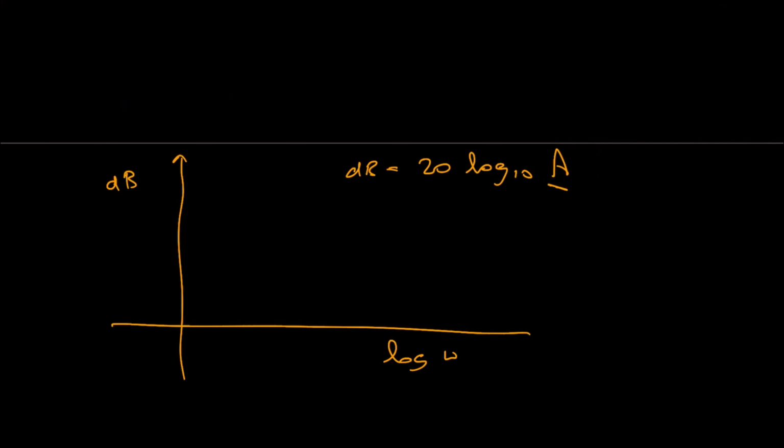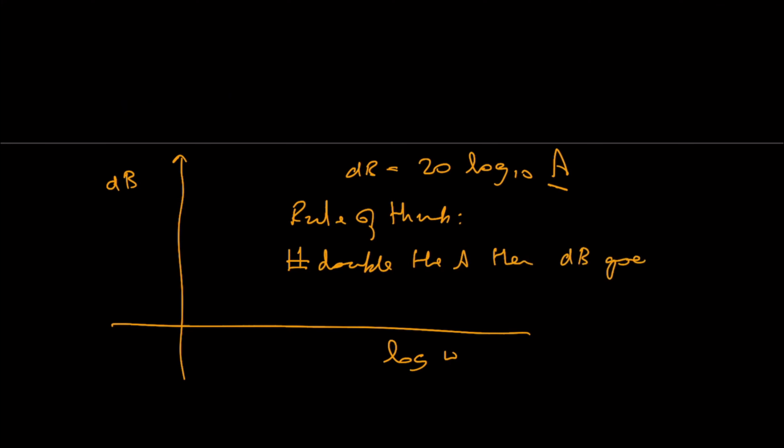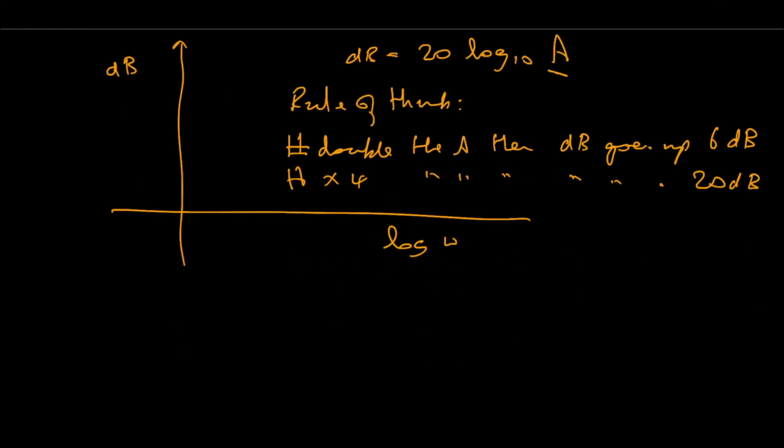Now, a couple of rules of thumb. If we double the amplitude, then the decibel goes up 6 dB. If we multiply the amplitude by 10, then the decibel goes up by 20. So this gives you some feel for the numbers. The most important one, though, is the bandwidth.